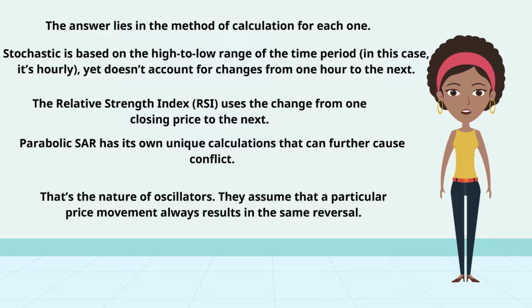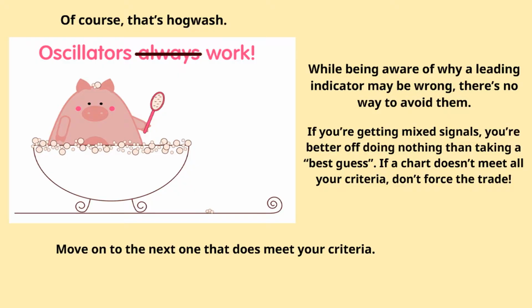That's the nature of oscillators. They assume that a particular price movement always results in the same reversal. Of course, that's hogwash. While being aware of why a leading indicator may be wrong, there's no way to avoid them. If you're getting mixed signals, you're better off doing nothing than taking a best guess. If a chart doesn't meet all your criteria, don't force the trade. Move on to the next one that does meet your criteria.